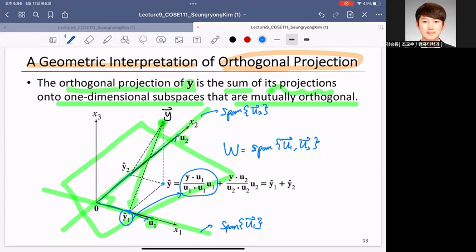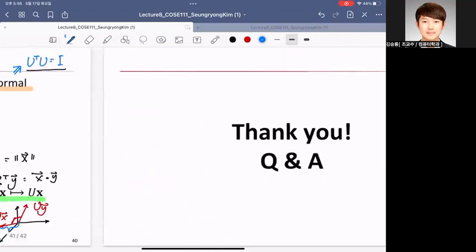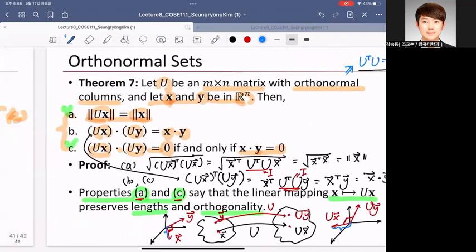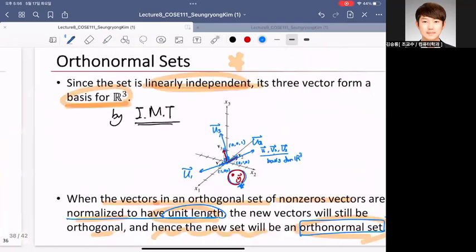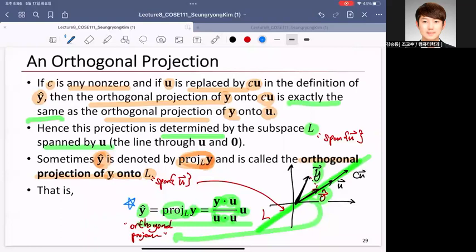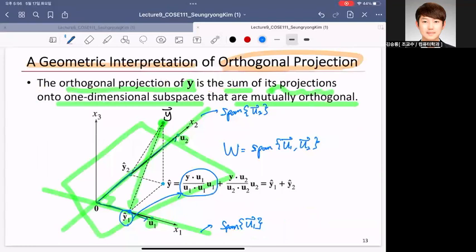Let's go back from here. This one. From here, you take the inner product of y and u, divide by the inner product of u with u, and multiply by u. Similarly, this one, y2 hat, is going to be defined also like this. Then y hat is going to be a sum of these two vectors.